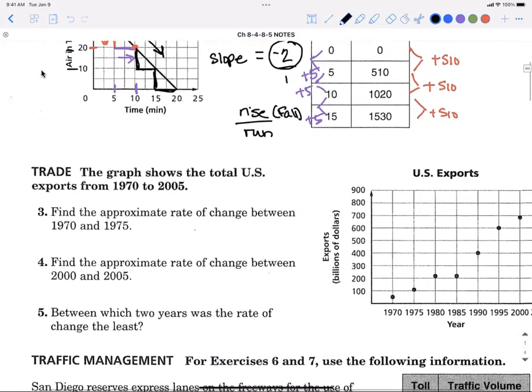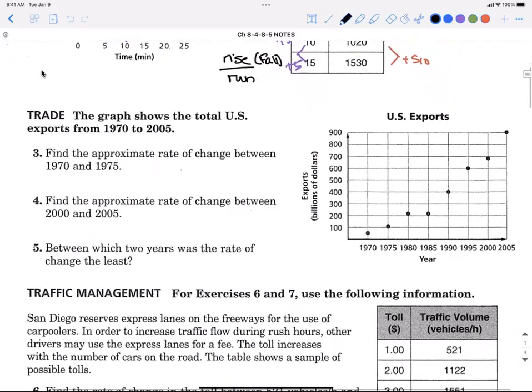Okay. All right. This is an example of a nonlinear. Notice the difference. We've got this slope, and then it gets a little steeper, then it flattens out, then it gets steeper, steeper, a little bit less steep, and then real steep. Okay. So this is not constant. Each section has its own rate of change, and it's going to ask us some questions about the rate of change for certain sections. So number 3 here says, find the approximate rate of change between 1970 and 1975.